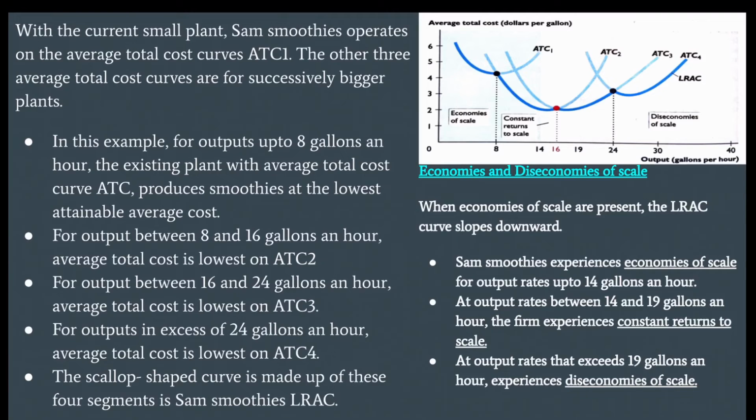Economies and diseconomies of scale. When economies of scale are present, the LRAC curve slopes downward. Sam's Smoothies experiences economies of scale for output rates up to 14 gallons an hour. At output rates between 14 and 19 gallons an hour, the firm experiences constant returns to scale. At output rates that exceed 19 gallons an hour, it experiences diseconomies of scale.